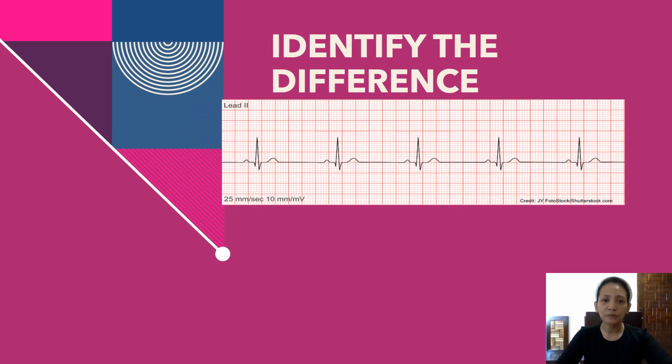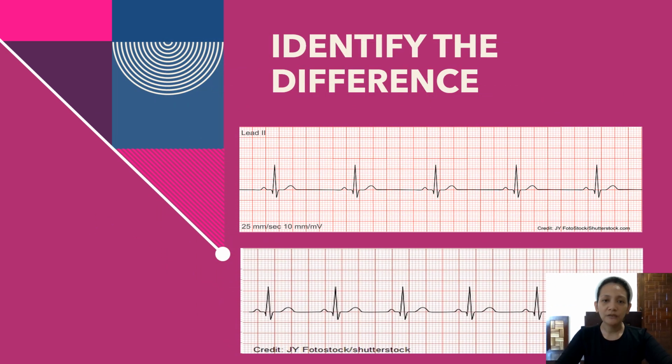I'll show you two rhythms. Can you identify the difference between the two? Yes, you are correct if you identify that they are identical. They have a regular rhythm, normal P wave, QRS complex, and T wave. However, the first rhythm has a slower rate of about 50 beats per minute, and the second rhythm has 75 beats per minute, which is normal. Therefore, the first rhythm is what we call sinus bradycardia, and the second rhythm is called normal sinus rhythm.